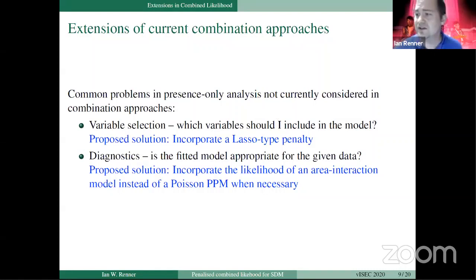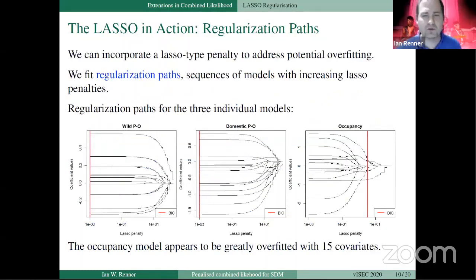There are some common issues that arise in species distribution modeling that aren't really covered in that combined likelihood framework. One is variable selection. So which of my variables should I include in the model? If I don't know anything about the ecology, I might include uninformative ones. So our proposed solution will be to incorporate a lasso type penalty. There's also the question of diagnostics. I'm putting in these ingredients, these log likelihood formulations, but maybe they're not appropriate for the data that I have. So the proposed solution here is to incorporate the likelihood of an area interaction model instead of a Poisson point process model when necessary.